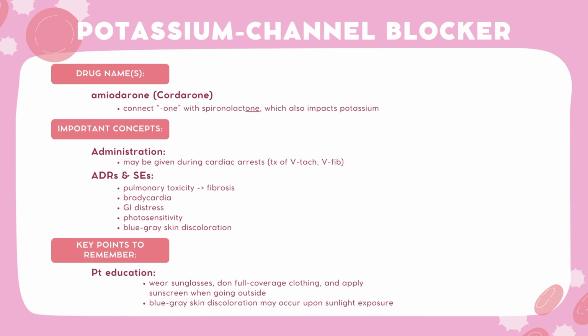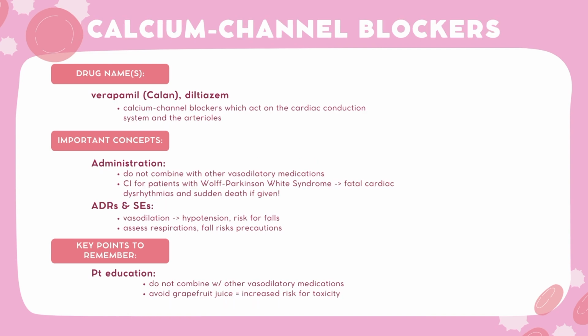This medication is one you may see in codes, as it can be effective in treating ventricular tachycardia or ventricular fibrillation. However, adverse effects of this potent drug can be severe, including pulmonary toxicity and fibrosis. More commonly seen adverse effects include bradycardia, GI distress, photosensitivity, and the very strange and unique blue-gray skin discoloration upon exposure to UV light. Verapamil and diltiazem are calcium channel blockers.